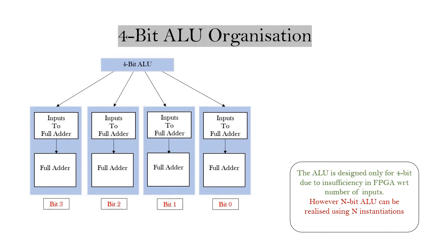Now this slide depicts the ALU organization. In our ALU organization, we have smaller modules called full adder and inputs to full adder. One full adder and one inputs to full adder module constitute the complete logic for a 1-bit ALU. To make it a 4-bit ALU, we need to instantiate this block 4 times. This can be extended for any n-bit arithmetic logic unit. So if you want a 16-bit ALU for a 16-bit processor, you can make 16 instantiations of this smaller block. The reason we chose a 4-bit ALU is the pin limitations of the Artix-7 FPGA.